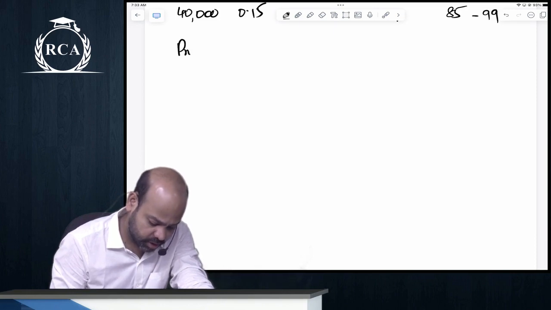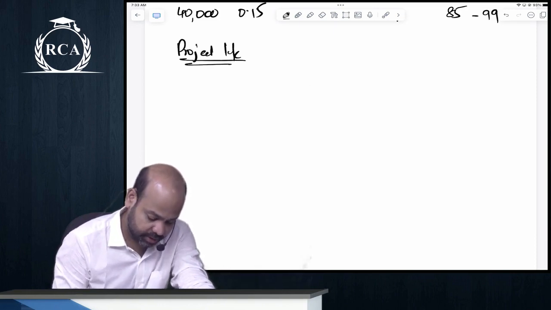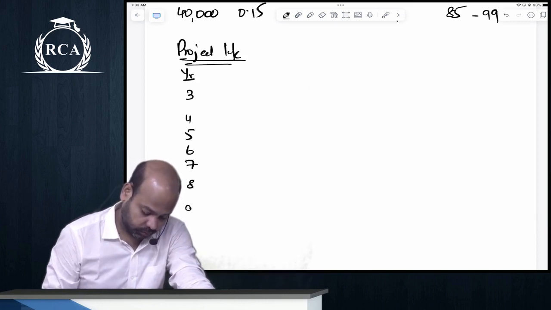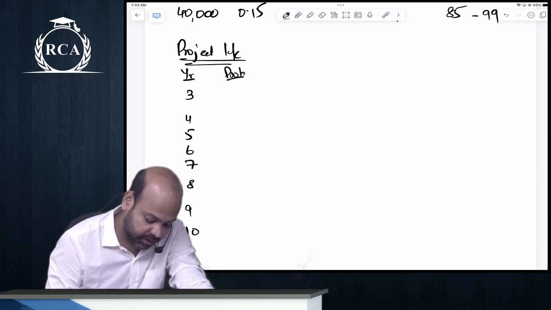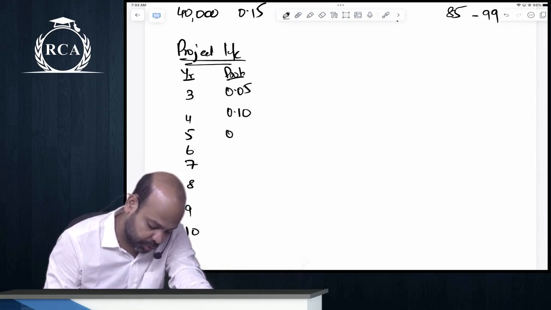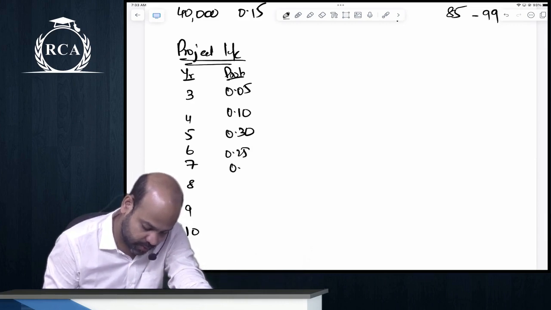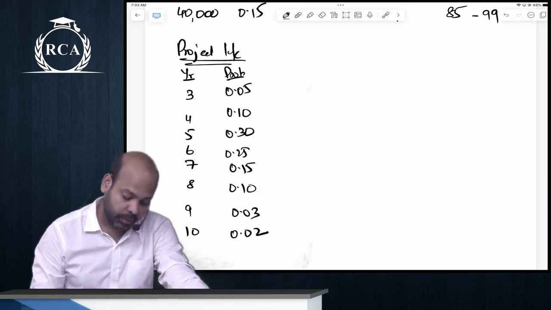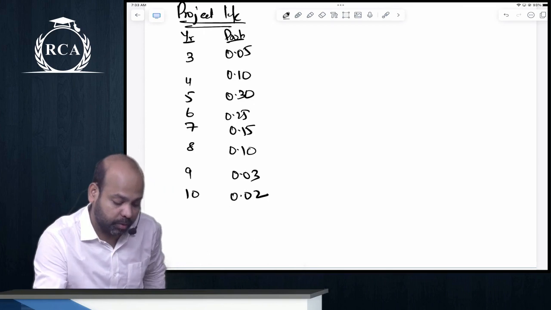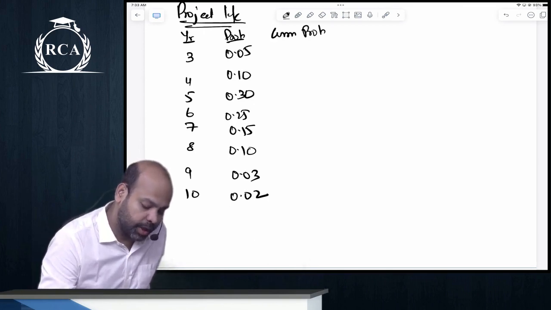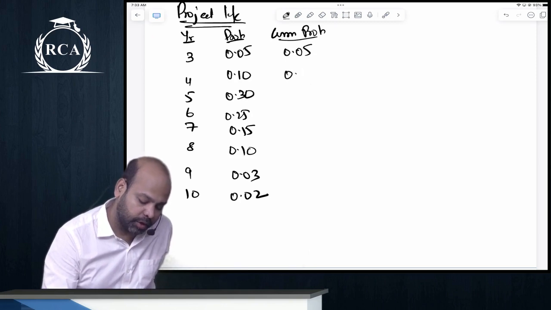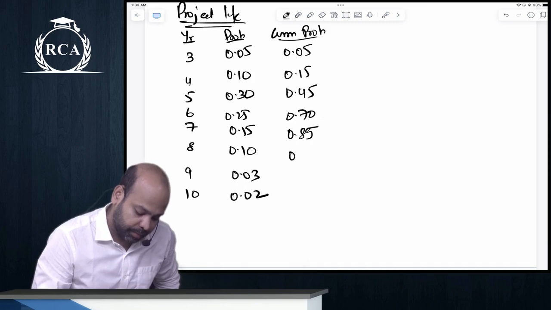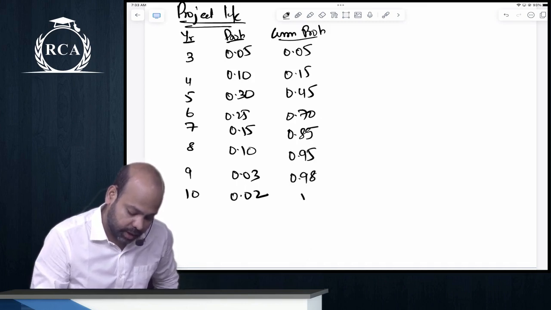Yes guys, project life beta. The probabilities as such, guys, are given as 0.05, 0.10, 0.30, 0.25, 0.15, 0.10, 0.03, 0.02. Discounted 10% ले लो, and just compute present value of cash inflows. Cumulative probabilities compute करना पड़ेगा. You'll write 0.05, 0.15, 0.45, 0.70, 0.85, 0.95, 0.98 and 1.